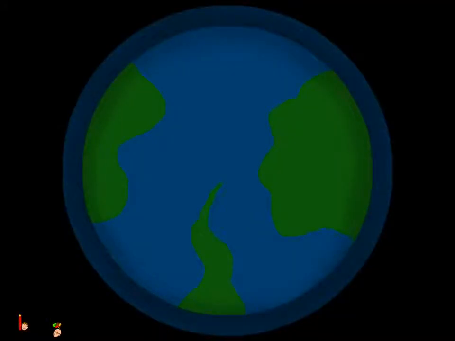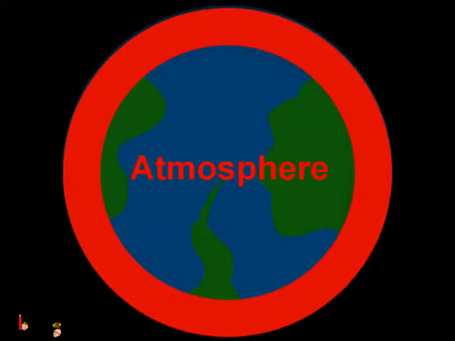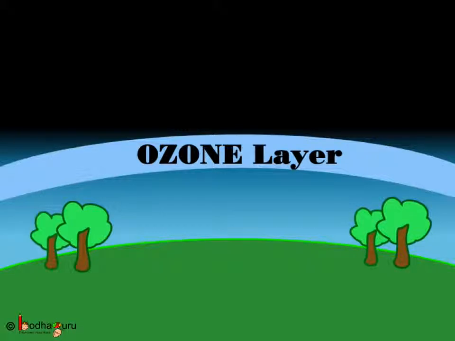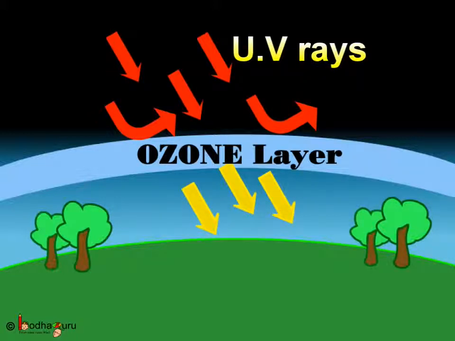You all know that the earth is wrapped in a blanket of air called the atmosphere, which is made up of several layers. About 19 to 30 kilometers above the Earth is a layer of gas called ozone, which is a form of oxygen. Ozone is produced naturally in the atmosphere. Almost all of the harmful ultraviolet rays coming from the sun, that is, UV radiation, are absorbed by this layer of ozone gas 20 to 50 kilometers above the Earth.